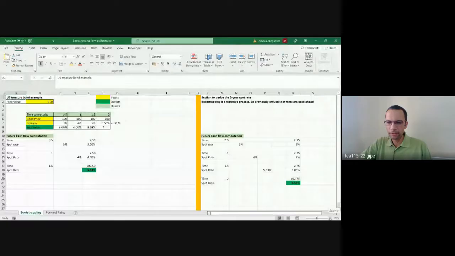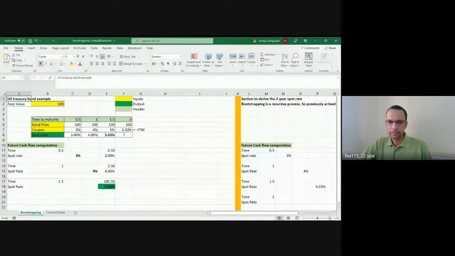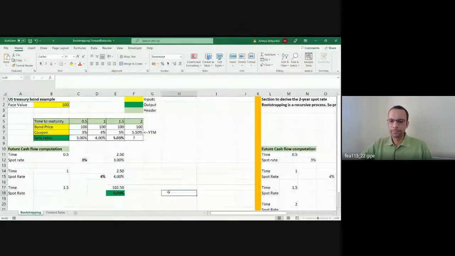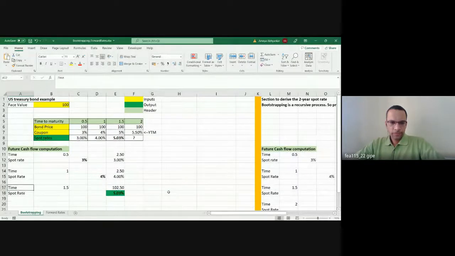Share Excel. Maybe I'll just zoom in a bit. Okay. So a simple example as to how you derive spot rates. Maybe later on we can do some simple hands-on modeling as well using Excel VBA. So maybe that is something which we can try on Saturday or maybe in the next week.